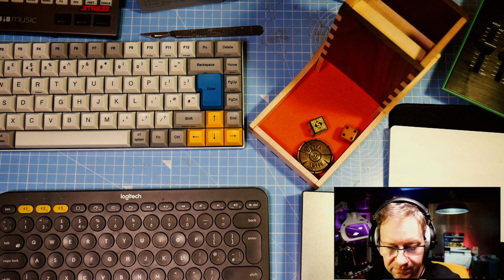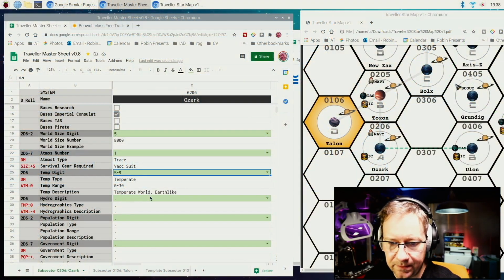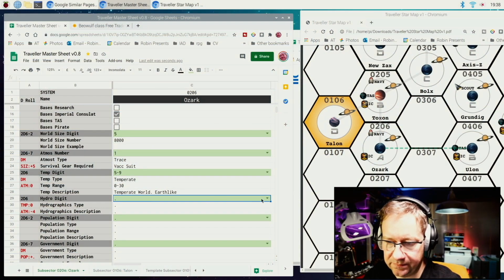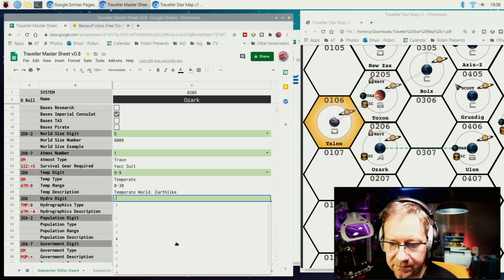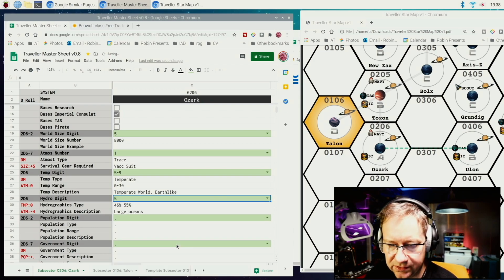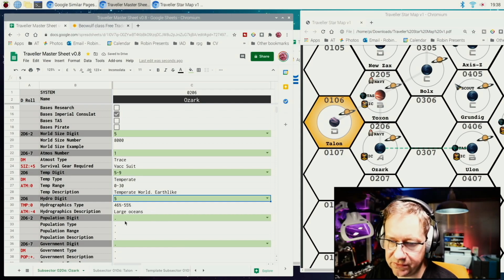So just 5, 9 in total -4. So I think this means it does have, if it's a 5, let's see what comes up. I think it means it does have water, large oceans. So actually it's just interesting state.